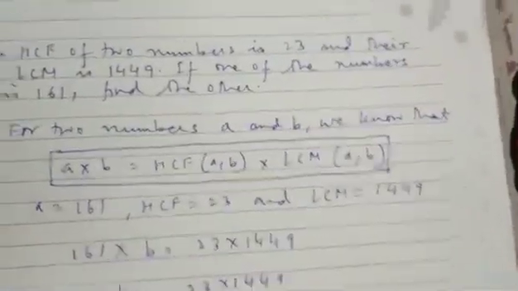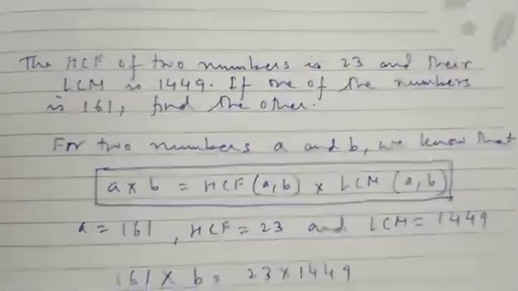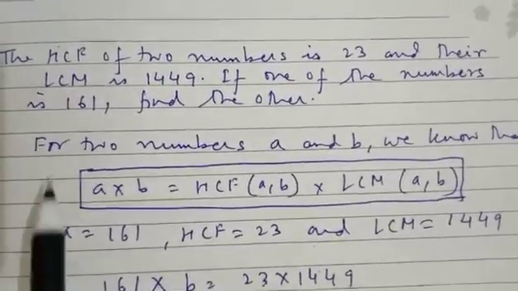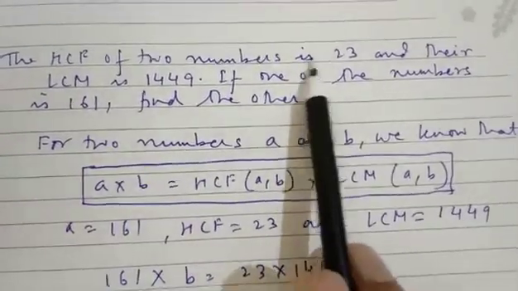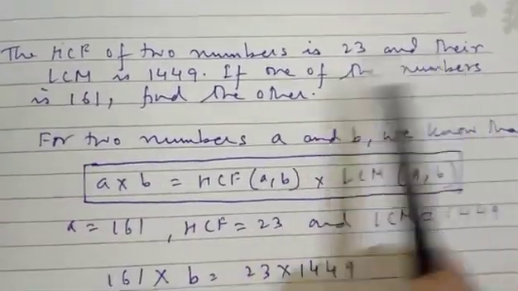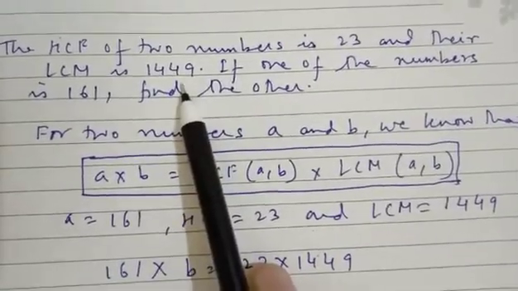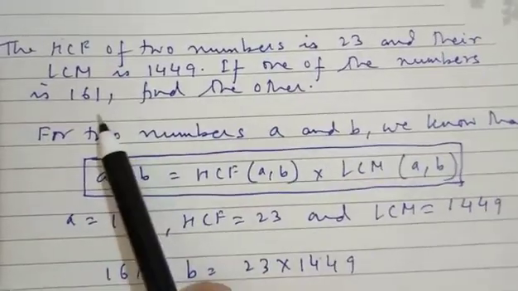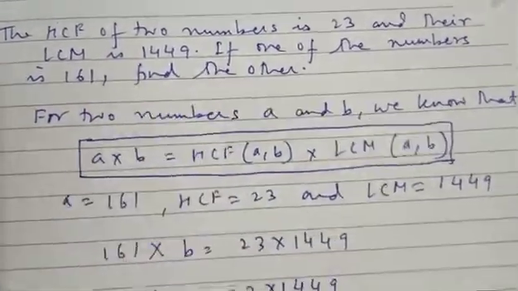Then I go for the next pattern. This also we have done in our previous video. The question is, the HCF of two numbers is 23. The LCM is 1449. If one of the numbers is 161, find the other number.